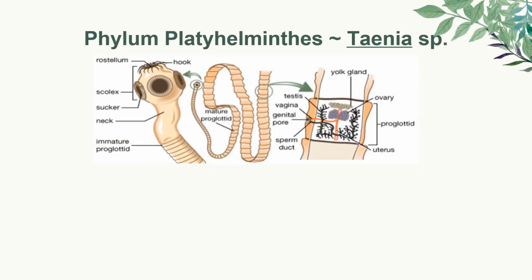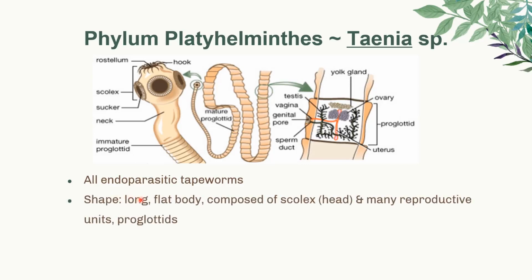Okay, so we're going to look in further detail at an example of an organism under phylum Platyhelminthes, which is the Taenia species. Taenia species are all endoparasitic tapeworms, meaning they live inside other organisms, particularly in the digestive tract. The shape of a Taenia species is a long, flat body composed of a scolex. The scolex is the head. Here in this diagram, this is the scolex, and many reproductive units called proglottids. This very long flattened area is the proglottids.